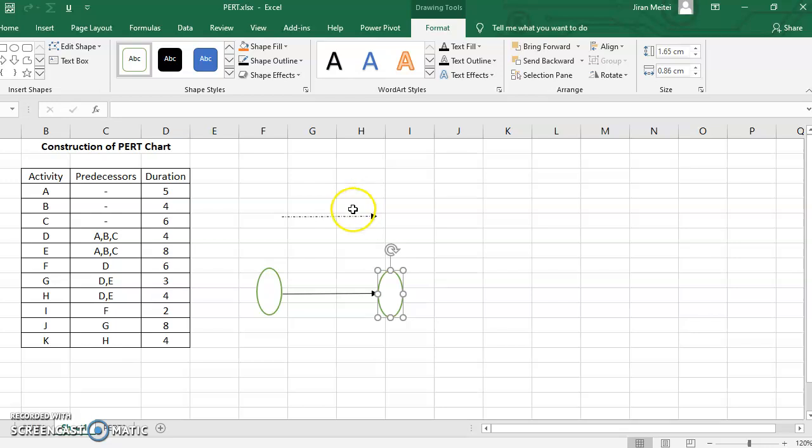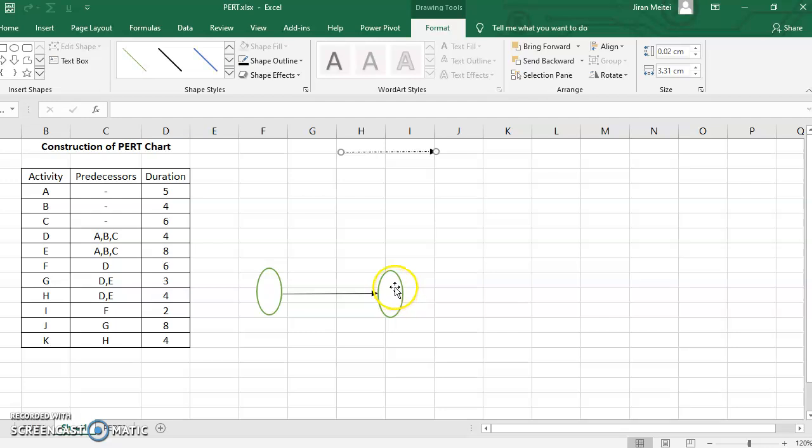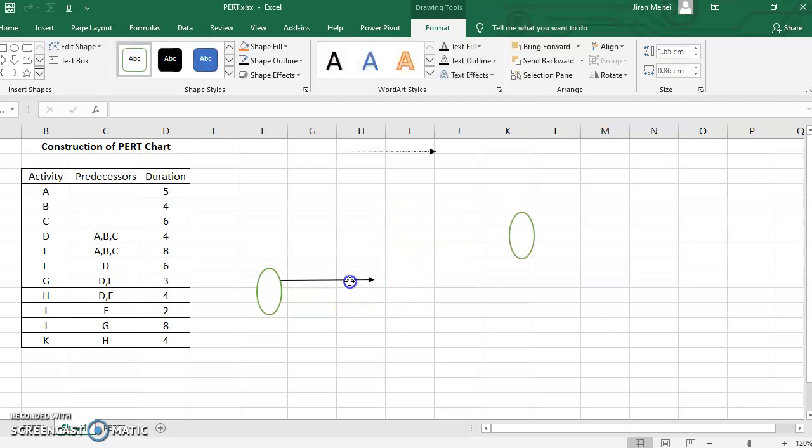Now let's start constructing the chart. So let us see over here. Activities A, B, C do not have any immediate predecessors. That means these activities are the starting activities. So let me start. This circle, let's say, is the starting point of the project.